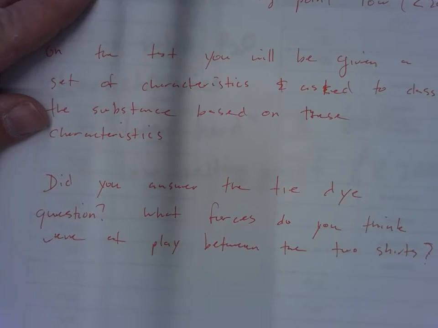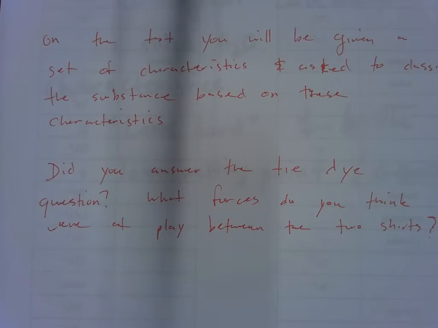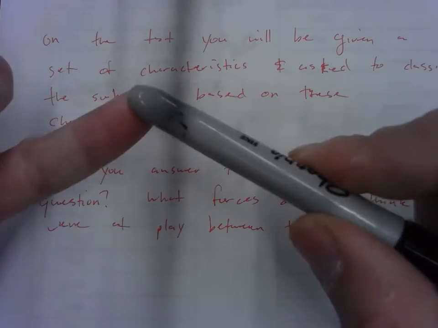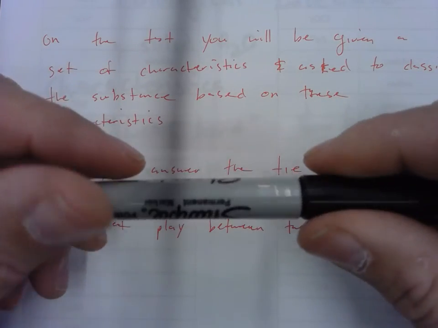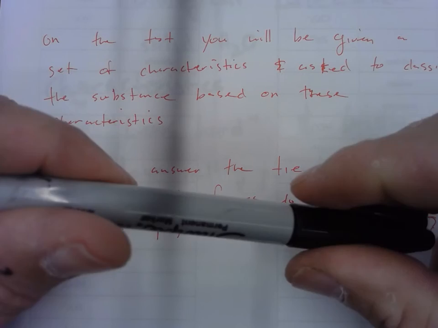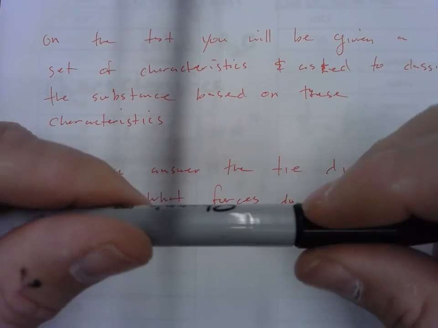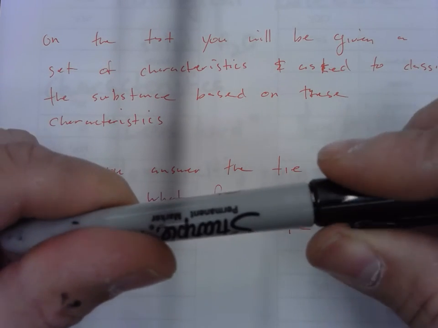Okay, and then the last question is, did you answer the tie-dye question? What forces do you think were at play between the two shirts? So we had two shirts. One was brightly colored, the other one was less brightly colored. And what forces do you think were responsible for that difference in color? And we'll discuss that a little bit in class as well.